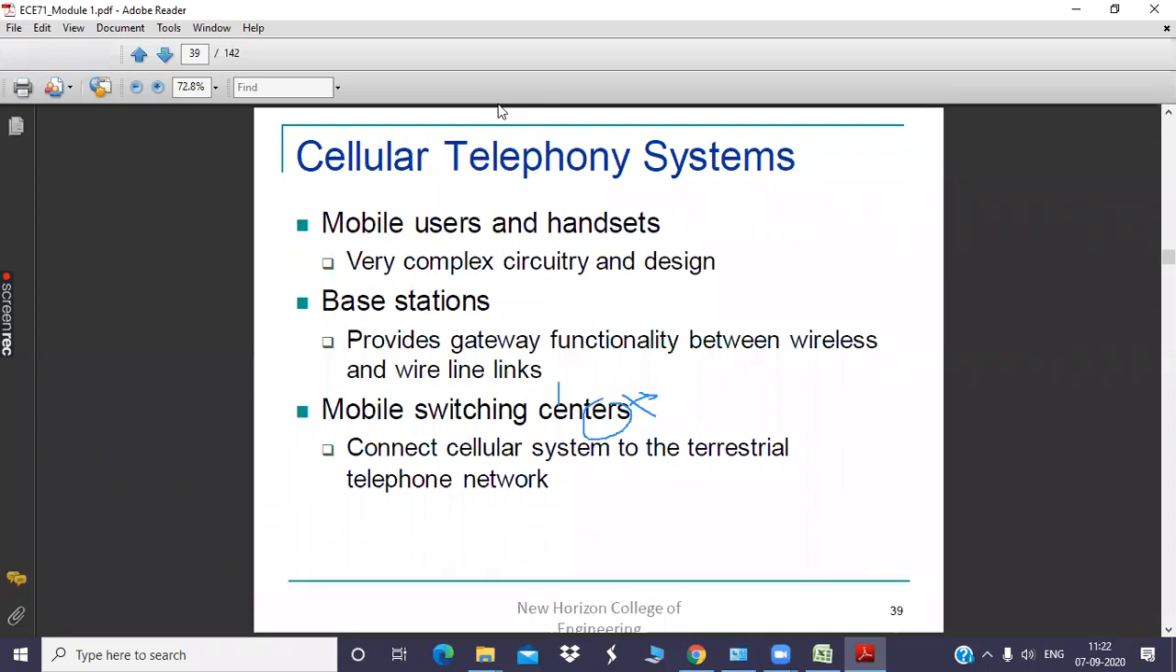Basically, a cellular telephony system is made up of three different entities. The combination of these three entities constitutes the entire cellular telephony system. So what are the three entities? One is the mobile users or the handsets, which have very complex circuitry to design. Second one is the base station. What is the function of the base station? The base station is nothing but a high power transmitter or receiver antenna that is mounted over a tower, isn't it?